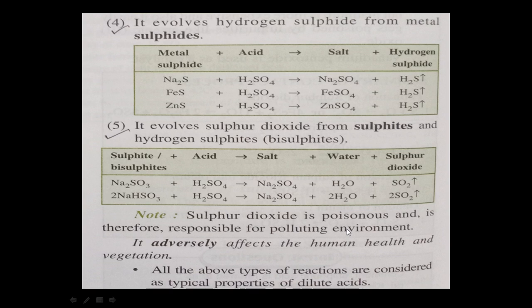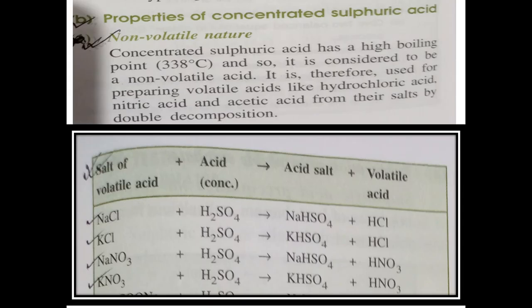Sulfur dioxide is poisonous, and it is responsible for polluting the environment. It adversely affects human health and vegetation. So sulfur dioxide is really dangerous for our environment because it can affect human health as well as vegetation. All the above types of reactions are considered typical properties. So whatever reactions you can see here, these are the typical properties of dilute acids.